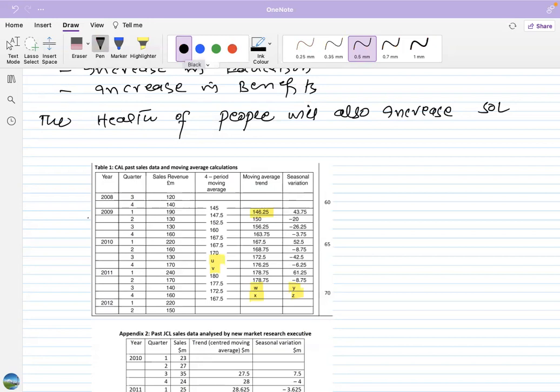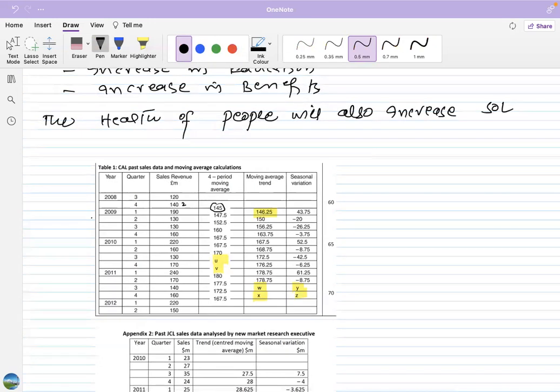We'll have to initially see how this 145 is calculated. That is very simple. As I told you earlier, we will identify the quarter number 2 and 3 for the 4-quarter moving average. As I told you, it will always be written between the second and third quarter. So this is quarter number 2 and this is quarter number 3. It means this will be 1 and this will be 4. Just add them and divide by 4. 120 plus 140 plus 190 plus 130 divided by 4. The answer is 145.